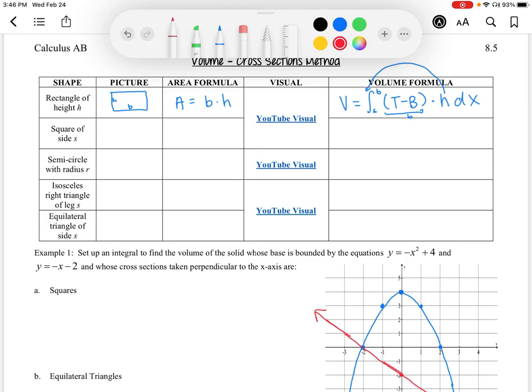Next, let's look at squares, which is going to be pretty similar. If we have a square and it says side s, so all the sides are s, well, the area is just the side squared, right? Side times side, so side squared. We're looking at that same kind of visual, so we're going to adjust our area formula to create a volume formula using our integral. So our volume is going to equal the integral from a to b of our top minus bottom. That's our s from the square, and it's going to be squared because we have s squared. And then put a dx on the end of it.